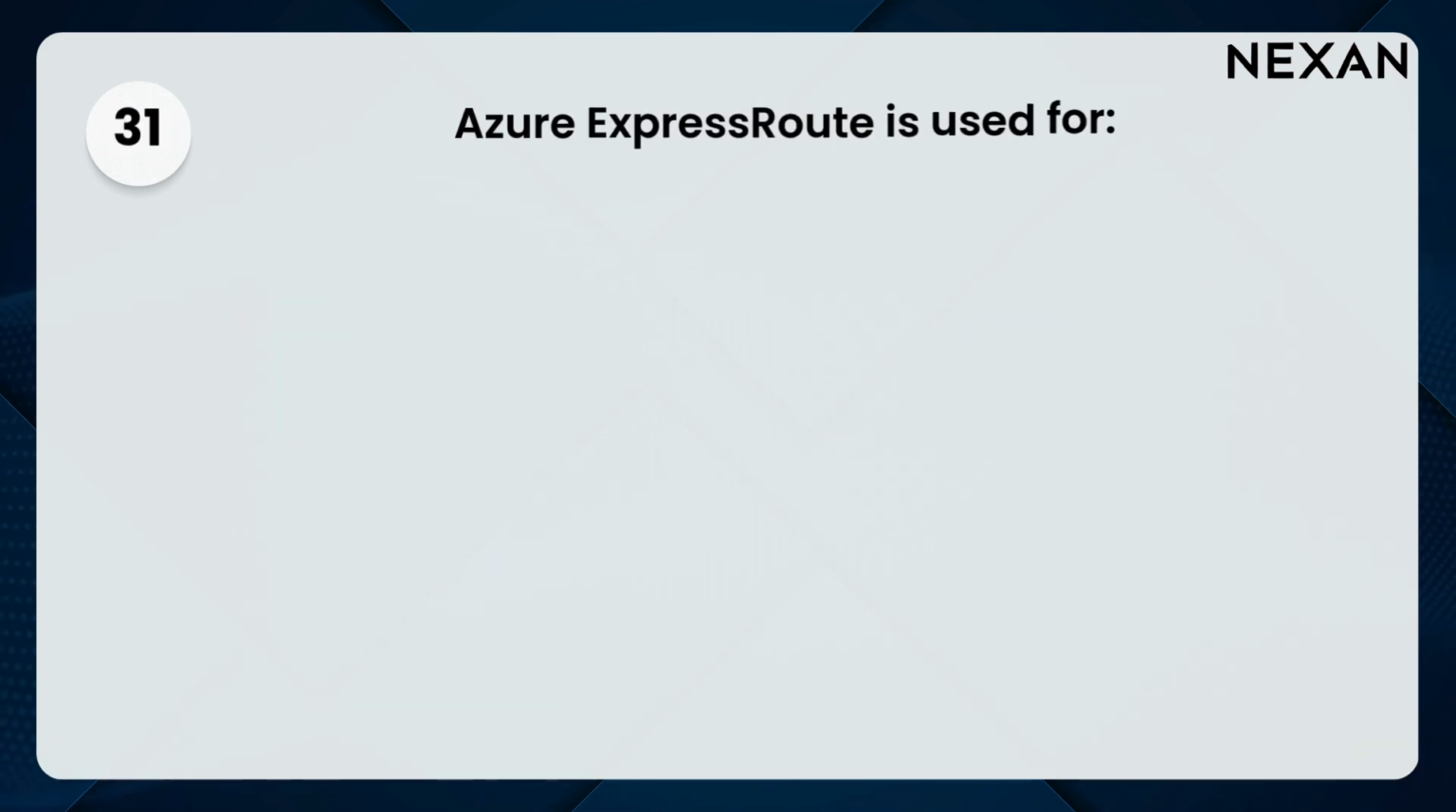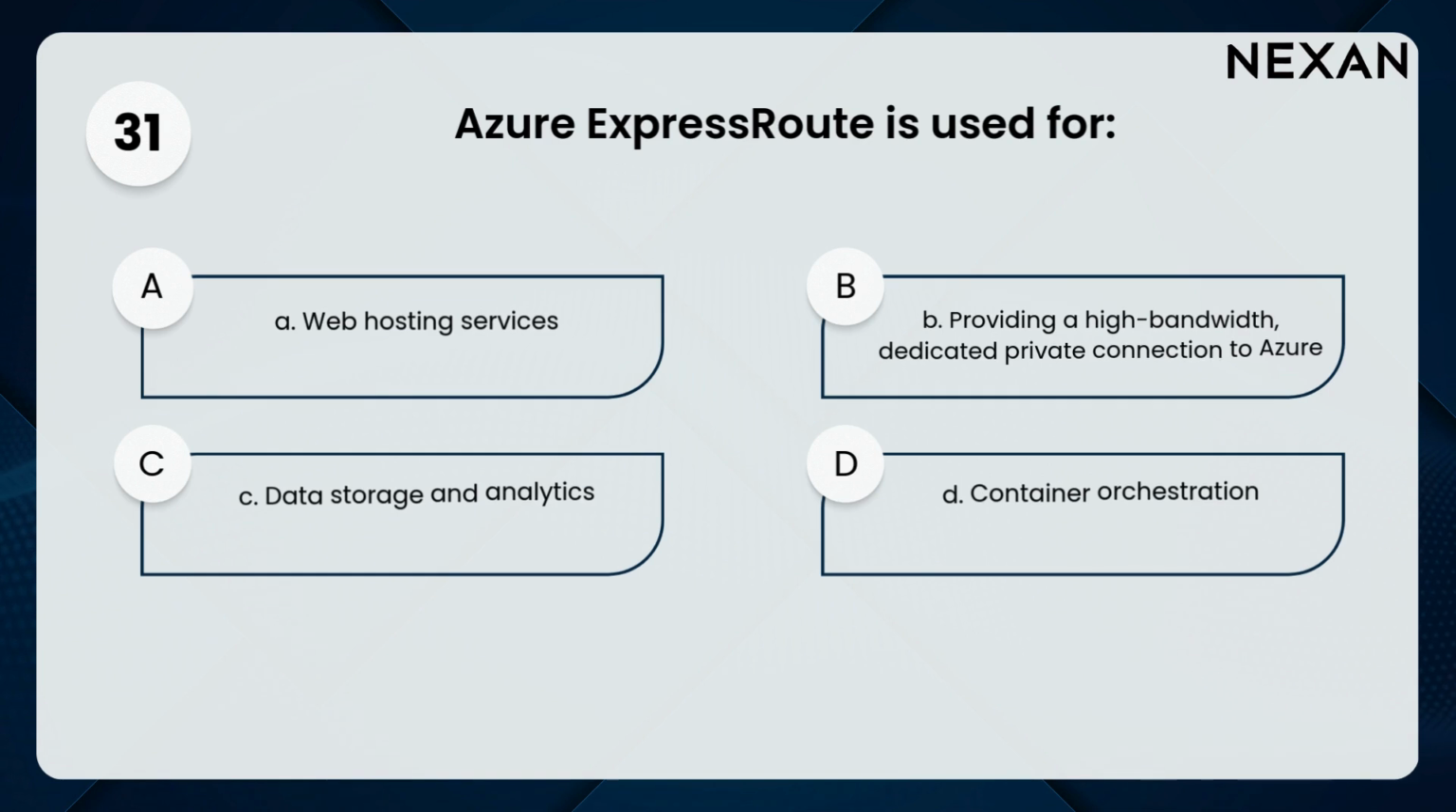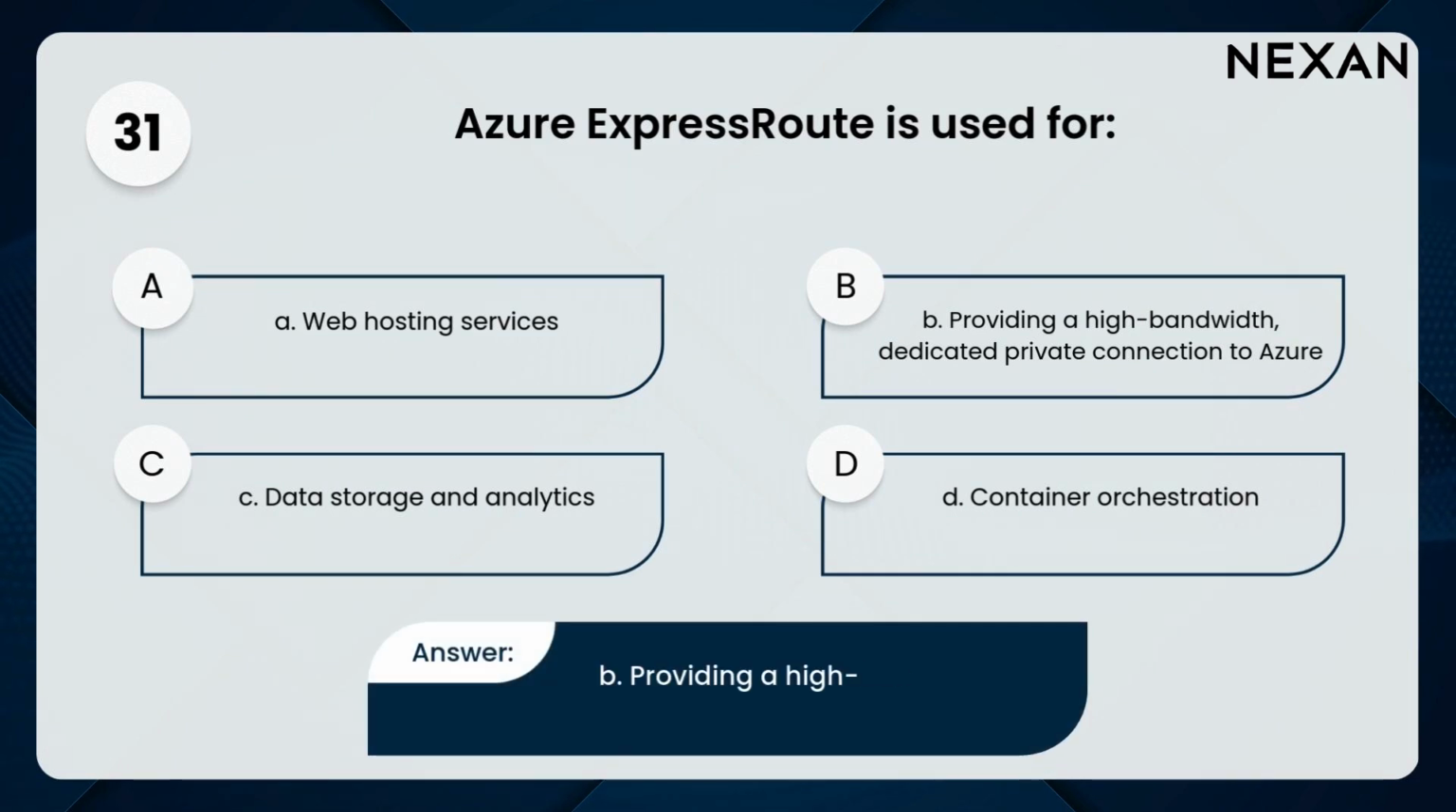31. Azure Express Route is used for A. Web hosting services. B. Providing a high bandwidth dedicated private connection to Azure. C. Data storage and analytics. D. Container orchestration. Answer: B. Providing a high bandwidth dedicated private connection to Azure.